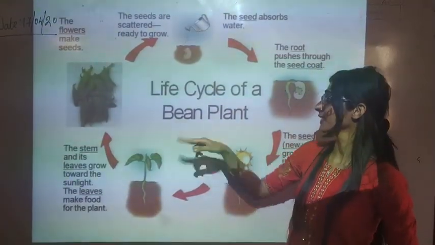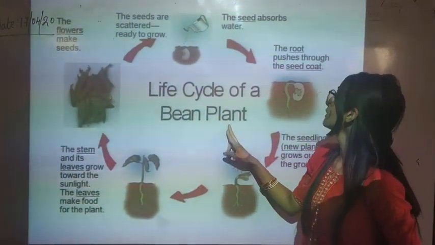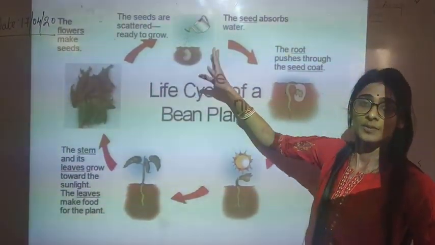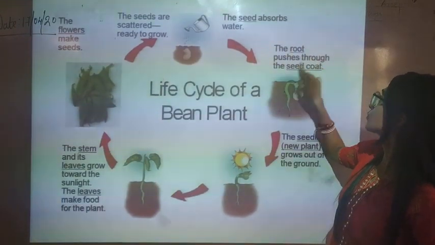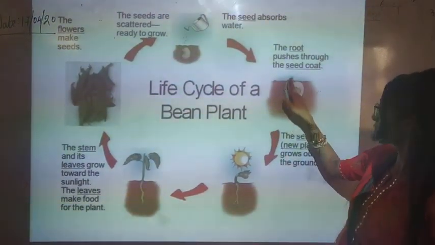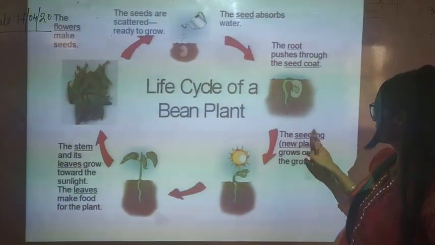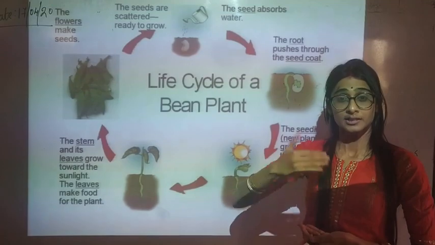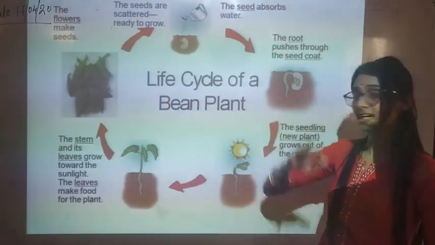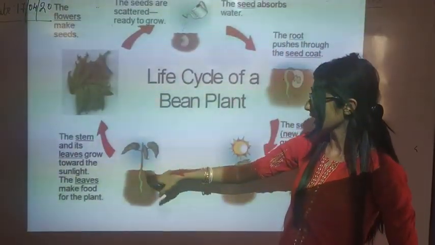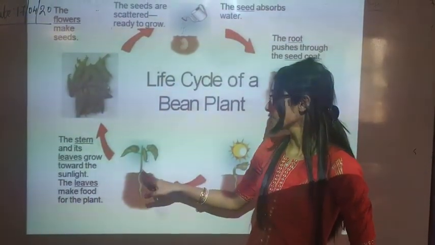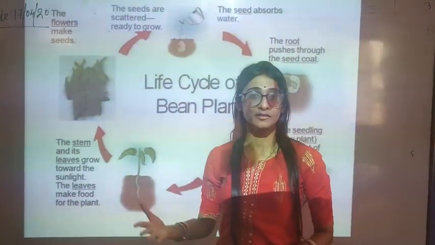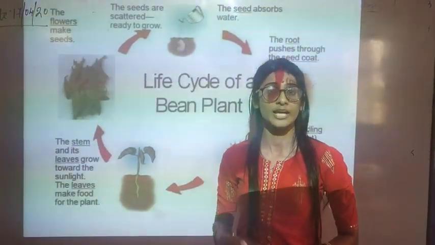So let's understand again the life cycle of a bean plant. Here you can see when the seed is getting water, warmth and proper sunlight, then the root pushes through the seed coat and comes out, growing downwards. Then the seedling, the new plant, grows out of the ground, means the shoot part starts moving in the direction of the sunlight, upward. Slowly it bears leaves from the stem, then it bears other important parts of a plant like flowers and fruits.